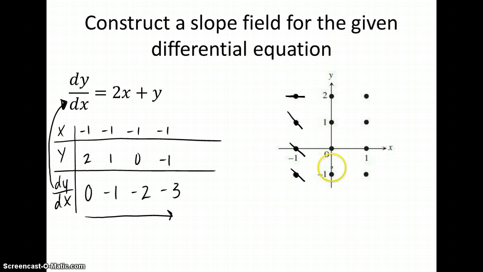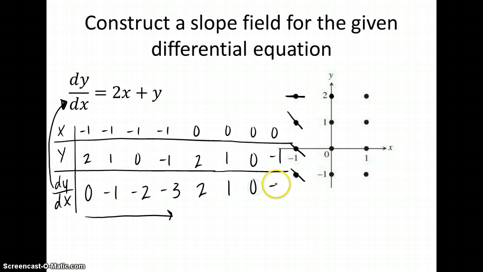Okay, so now we can look at all the values where x is equal to 0. (0, 2), (0, 1), (0, 0), and then (0, -1). Plugging that back into the differential equation, 0 plus 2 gives me 2, 1, 0, and -1. So now I have a positive slope at these points. So +2, +1. At (0, 0), I have a slope of 0. And then at (0, -1), now my slope is negative again.